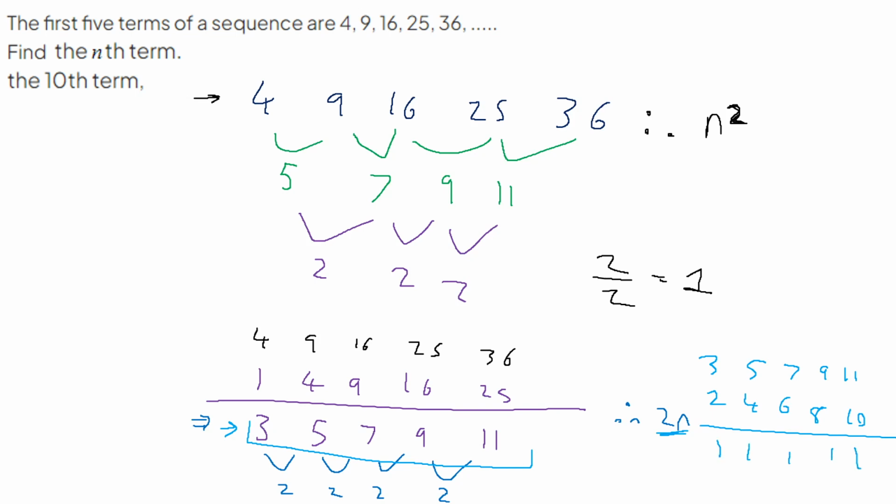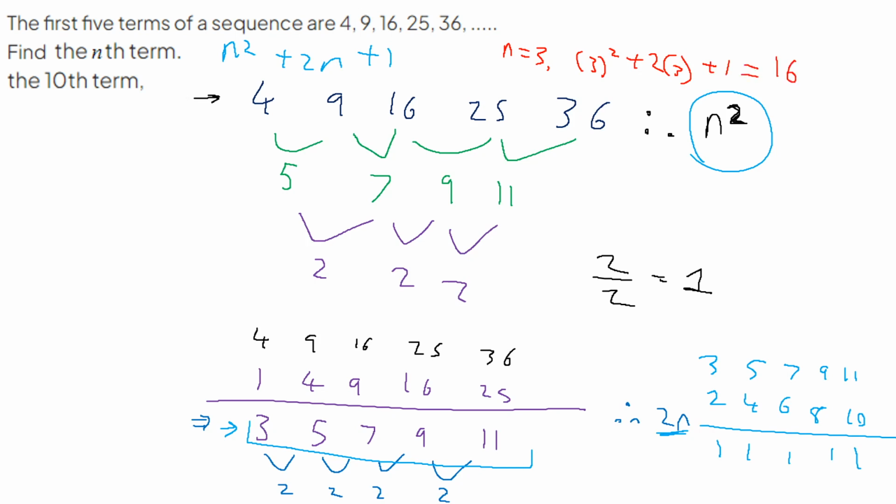So our final nth term is n squared plus 2n plus 1. Just so we can double check, let's substitute in 3. When n equals 3, we get 3 squared, 9, plus 2 times 3, 6, plus 1 is equal to 16, which is right here. This is so we double check.